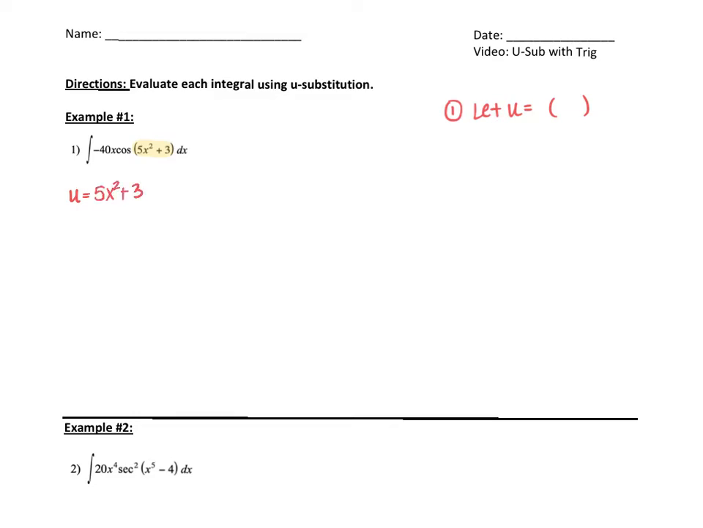And just like we've been doing for the past couple of days, our second and third steps are going to be to find du and then solve for dx. So du is 10x. The derivative of 3 is nothing, but we took the derivative with respect to x, so we have to write dx. And then we're dividing both sides by 10x. And we get that du over 10x is equal to dx.